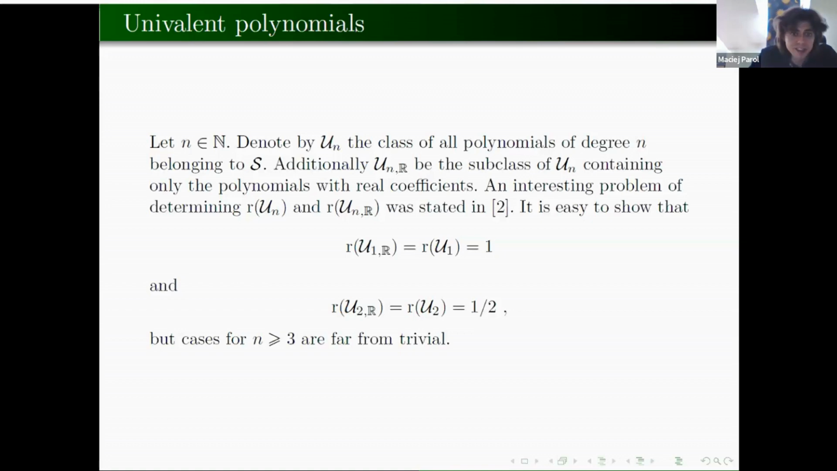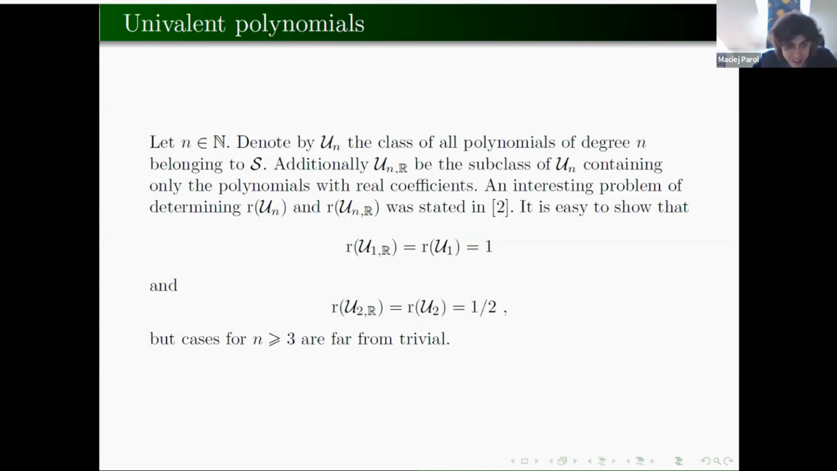And they stated this problem, and in an easy way showed that r of class U1 is equal to 1 because in this class there is only one function, f of z equals z, the identity function. And they proved that r of U2 is equal to 1 over 2, and the extremal function in this class is a function of the form z plus 1 over 2 z squared.